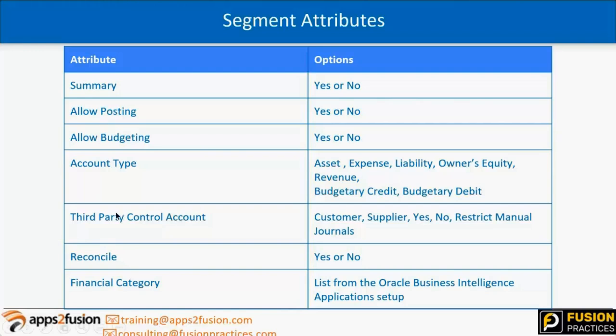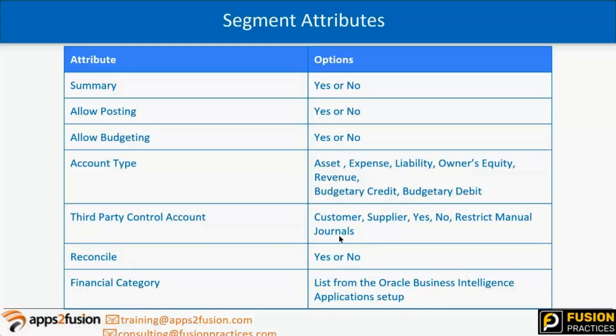Then we have third-party control account. We can use this additional feature when you are using a particular revenue account or something, and enable this third-party control account. Let's say if we enable it at customer level, then it is mandatory to choose a customer for that particular account code that you're entering. That means you can only use that revenue account when you are entering a transaction in receivables. You cannot pass a manual journal for it. So there's additional control given, like customer, supplier, and restrict manual journals. You cannot enter manual journals and all those things.